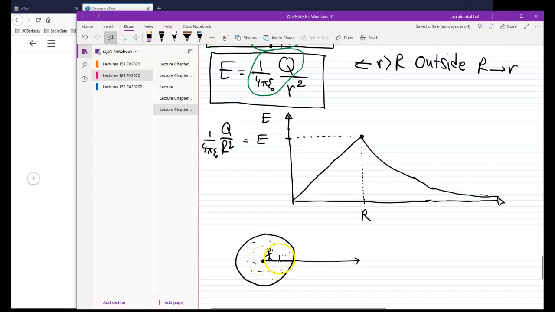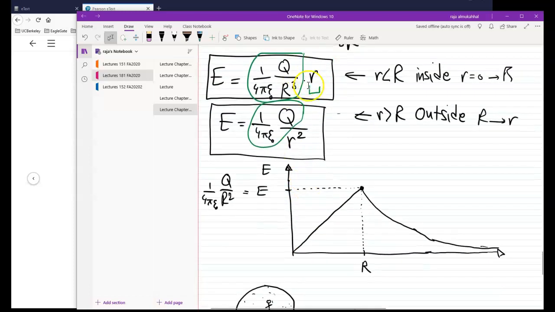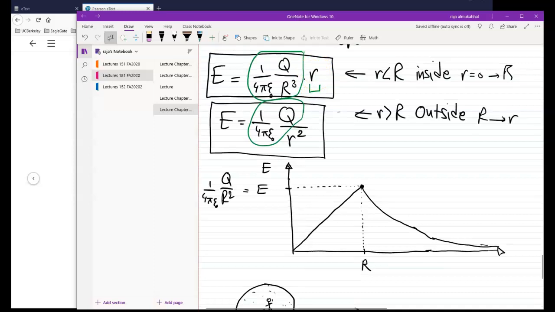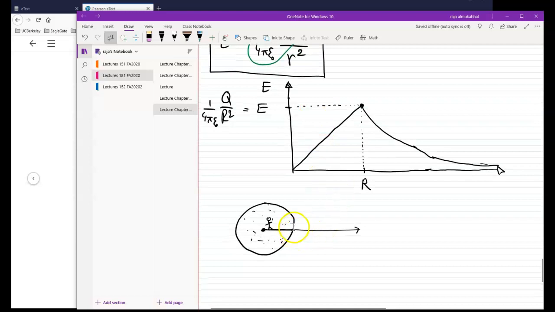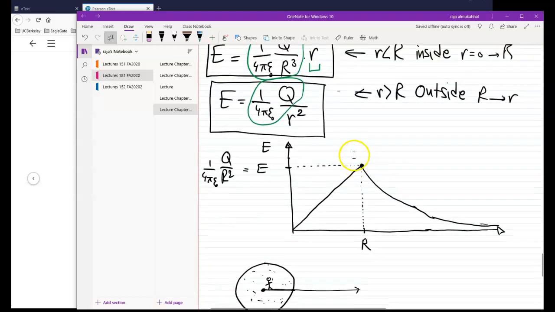As I go further and further away from the center toward the surface, look at the graph. What's going to happen is that the intensity of the electric field will increase linearly with r, okay? And it's going to reach a maximum value right at the surface. And what's going to happen after that? Bam, it's going to drop as an inverse square law. Is that right? Here it is. It's going to drop as an inverse square as I go.